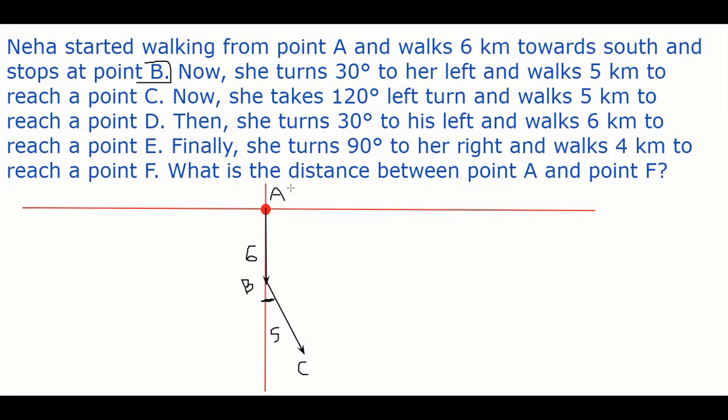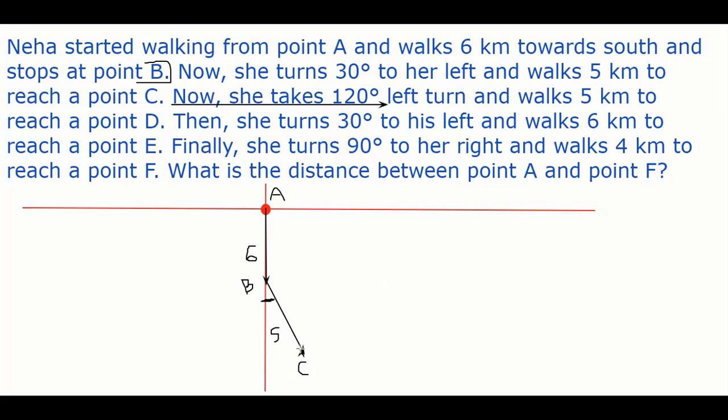Read next. Now she takes a 120-degree left turn and walks 5 kilometers to reach a point D. 120 left will be like this or this. Sir, towards your left. But finally, towards the right, towards east, not toward northeast or toward southwest. Northeast, right? A 120-degree turn, yes, sir.